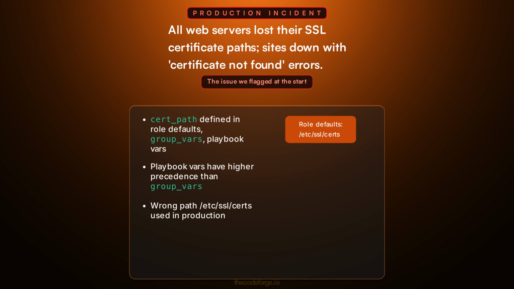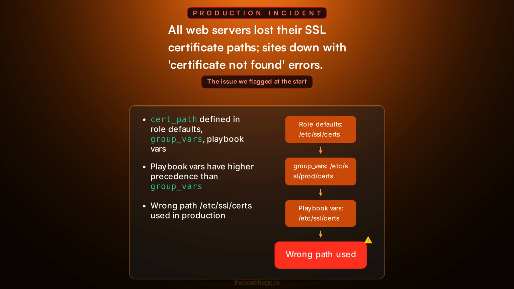This is the same issue we highlighted at the start. Here's exactly why that happened. A junior dev set cert path in the Playbook vars section, which has higher precedence than group vars. The Playbook var was set to /etc/ssl/certs, overriding the correct production path. The role then deployed configs pointing to the wrong directory.